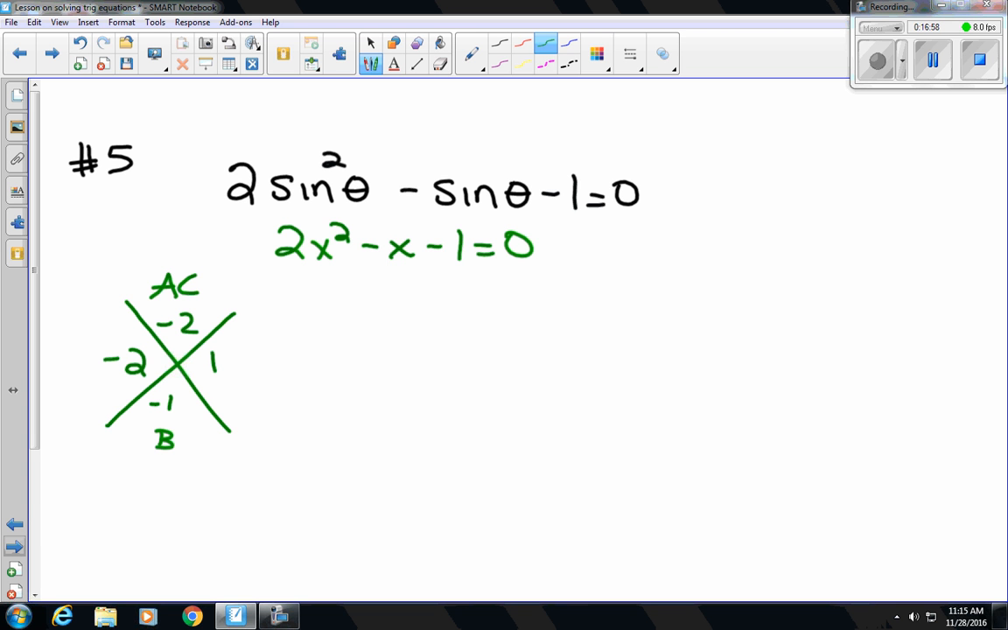And here's the next step. This is what people forget. You have to do something else. Divide by A. Divide by A. What is A? A is 2. Divide by 2. Divide by 2.